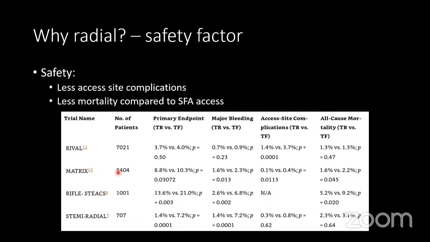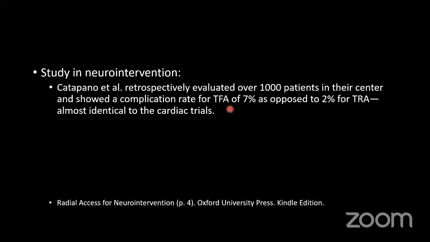There are numerous studies, all done in relation to coronary intervention, and from these studies it is evident that it has fewer access site complications as well as lower mortality. All these studies included huge numbers of patients. STEMI Radial had 700 patients and found that major bleeding for transradial versus transfemoral was almost in the ratio of 1:6 with a p-value of 0.001. So it is very clinically significant, saying that the access site complications as well as the outcome are better for radial access patients.